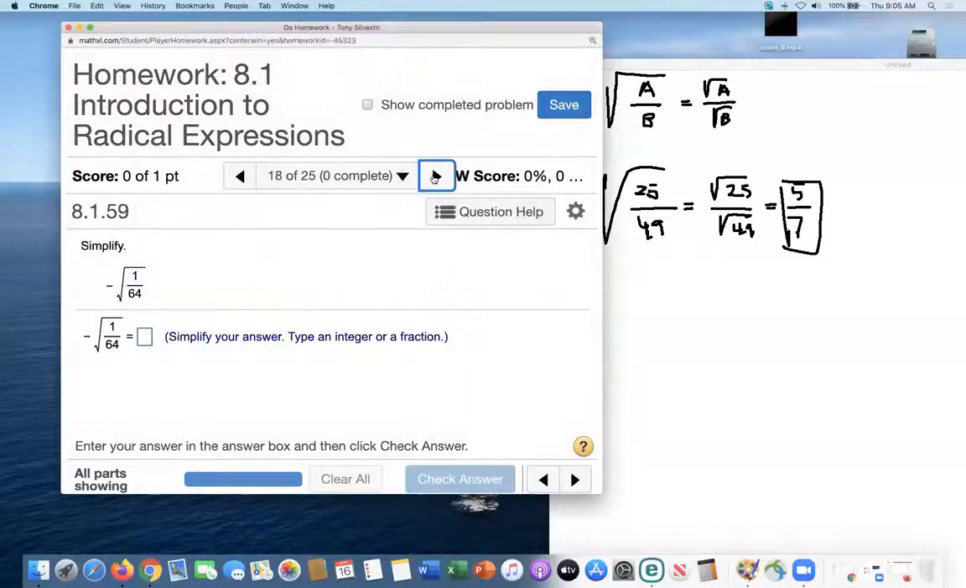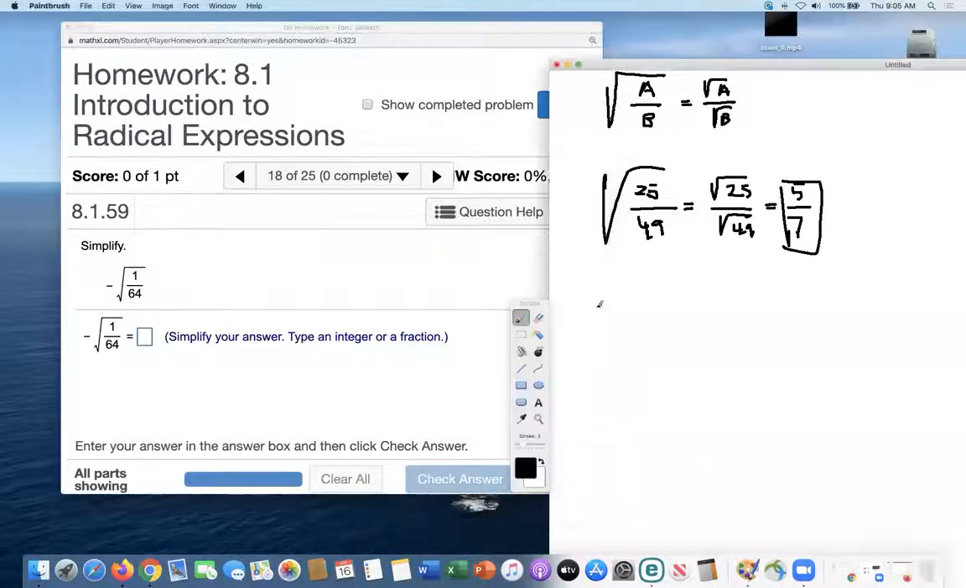Any problems so far? Nope. Okay. So you got the minus here in front, right? The minus in front means nothing. Just keep the answer is going to be negative. So just concentrate on this part here.